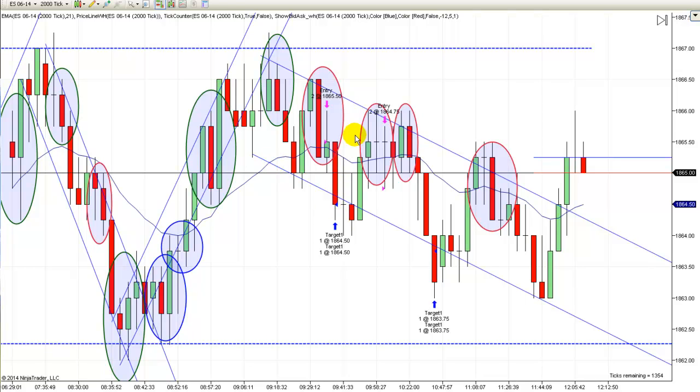And I like this one, even though this is a first entry off the low, it's a fail. Notice your new high, first entry long, pull back. There's a second entry long. It fails.